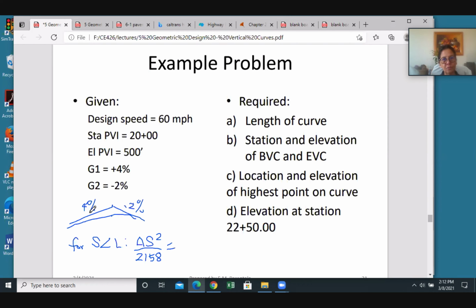So we know A, that's 4 and 2 is 6, and we have to solve for S.